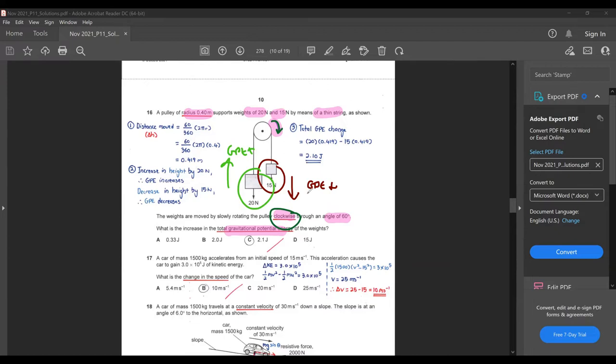Okay, because this one here, we look at the increase or decrease in height. Okay, for the 20 Newton, we say there's an increase in height, therefore GPE increases. But for the 15 Newton, there's a decrease in height, therefore GPE decreases. We look at the height change, okay, whether it's increasing or decreasing. That one will tell us whether we are going to have GPE increase or decrease. Okay, now, so if one of them is increased, then the one will be positive, no? If one of them is decreased, then this one will be negative, no? When we want to add them up together.